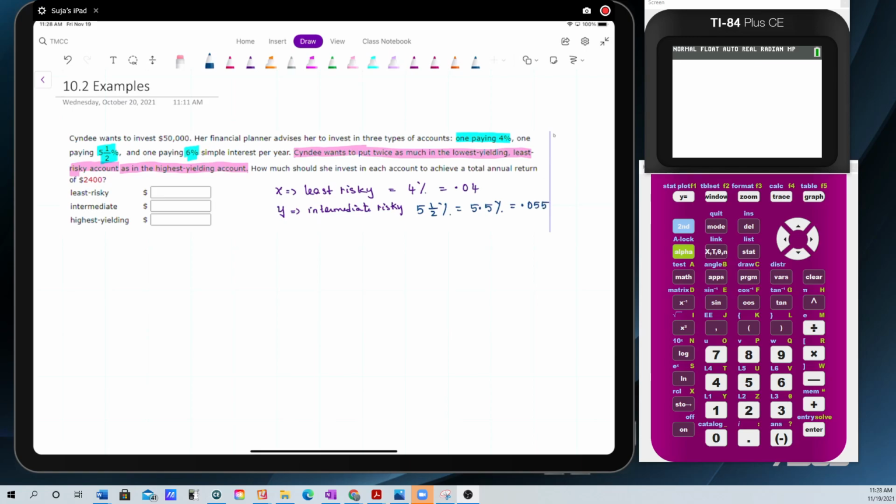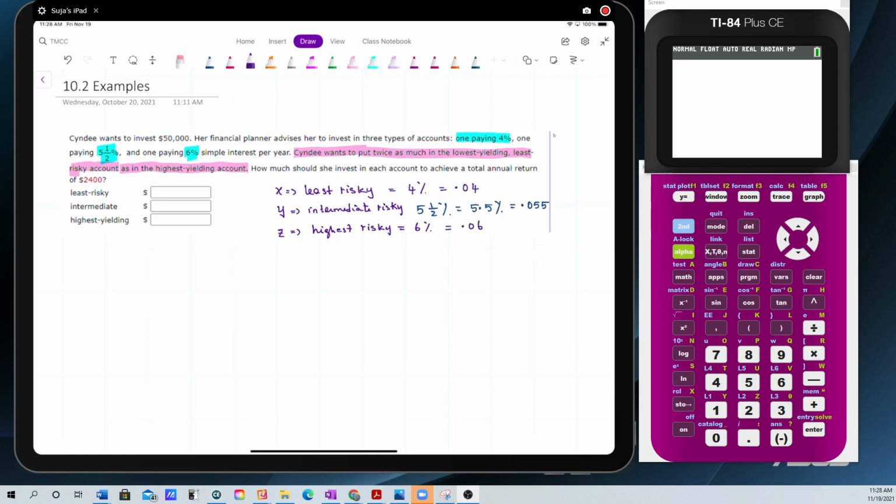Okay, and the third one is the highest yielding but the high risk account, and I'll call it Z, and this would be the highest risky account, which is the highest yielding account too. And for this, the interest rate is 6%, which is equal to 0.06.